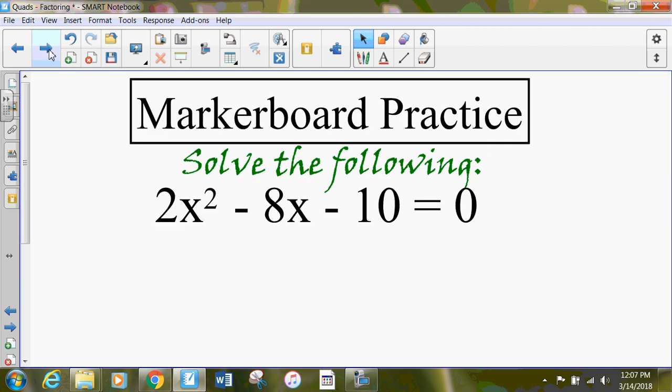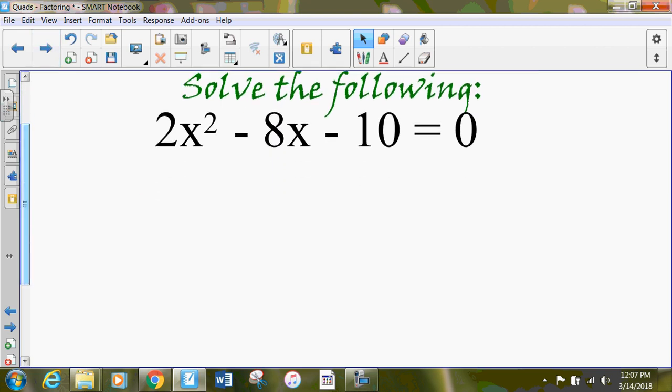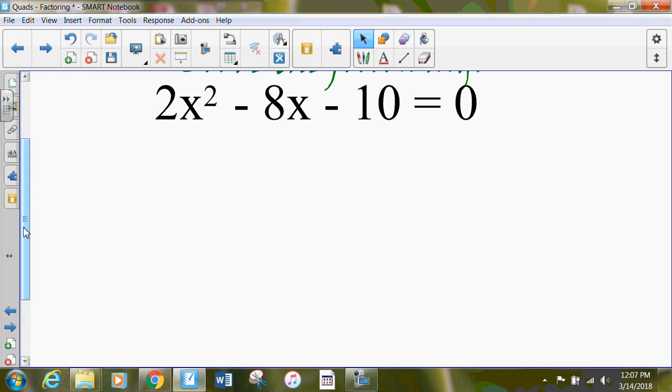All right, go ahead and switch to marker boards. Pause this, please, and then check back in when you have your work done.